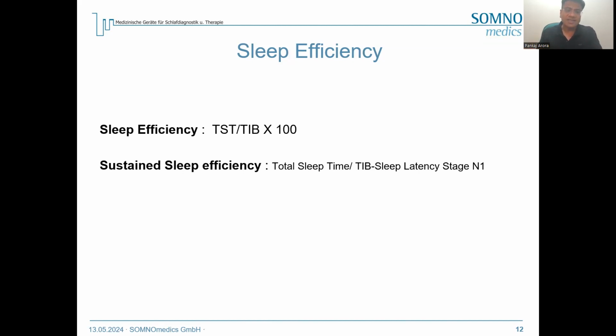So how do we define sustained sleep efficiency? Sustained sleep efficiency is defined as total sleep time upon time in bed minus sleep latency to stage 1. So for example, in the same case, total sleep time, he slept for 100 minutes. His time in bed was 200 minutes, but his sleep latency was 20 minutes. So now it will be 100 by 180 into 100, so sustained sleep efficiency will be 55%. Please remember, sustained sleep efficiency will always be higher than the sleep efficiency.